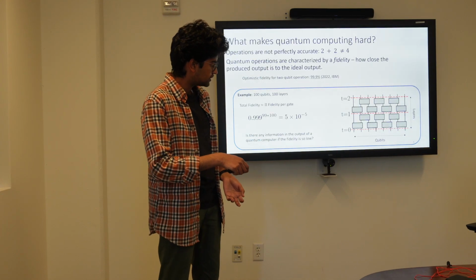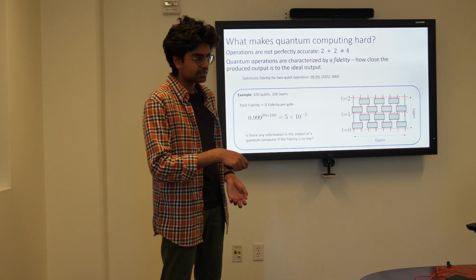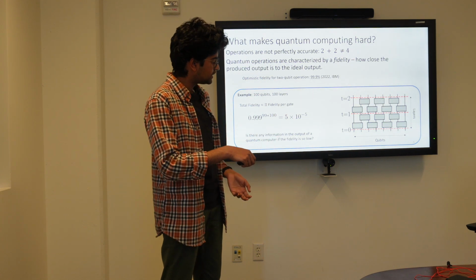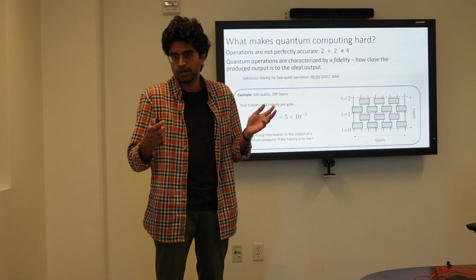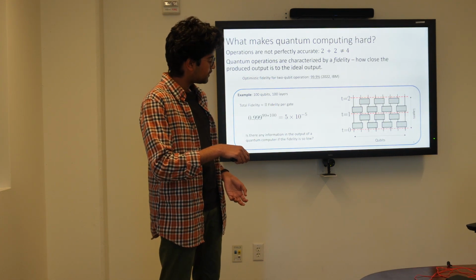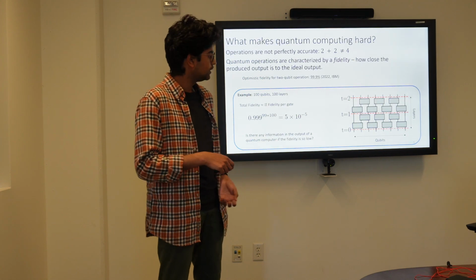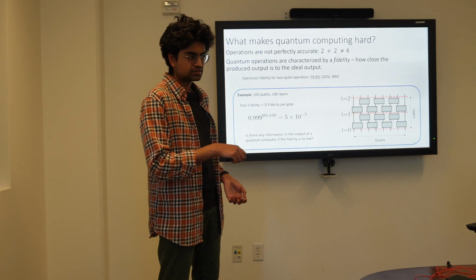So imagine this sort of picture. People call this a brick wall circuit. I have my qubits laid out this way, and each of these is just going to be some 2-qubit operation. I'm not going to specify the operation, but this square just says I'm going to have these two qubits interact in some way. And the point is I'm going to do 100 layers like this, right?